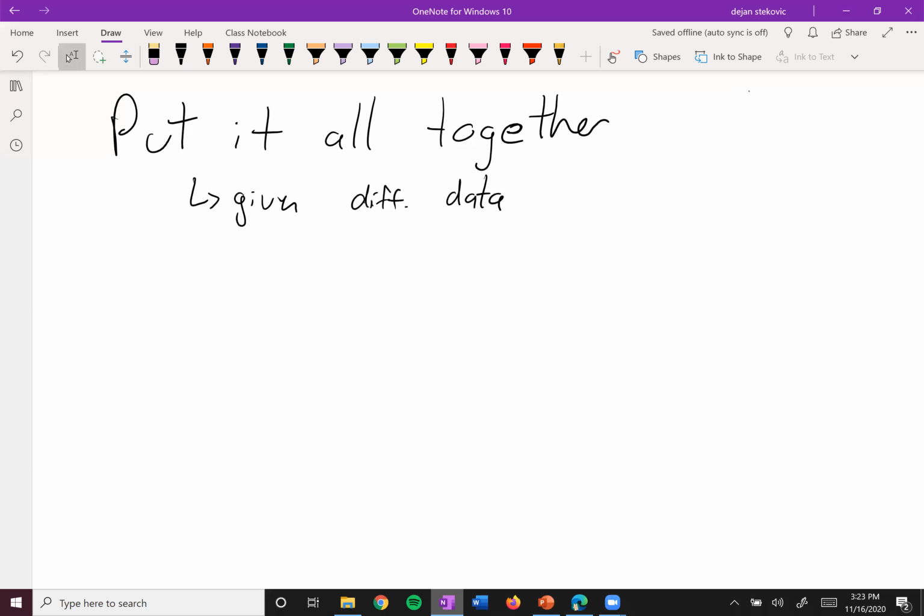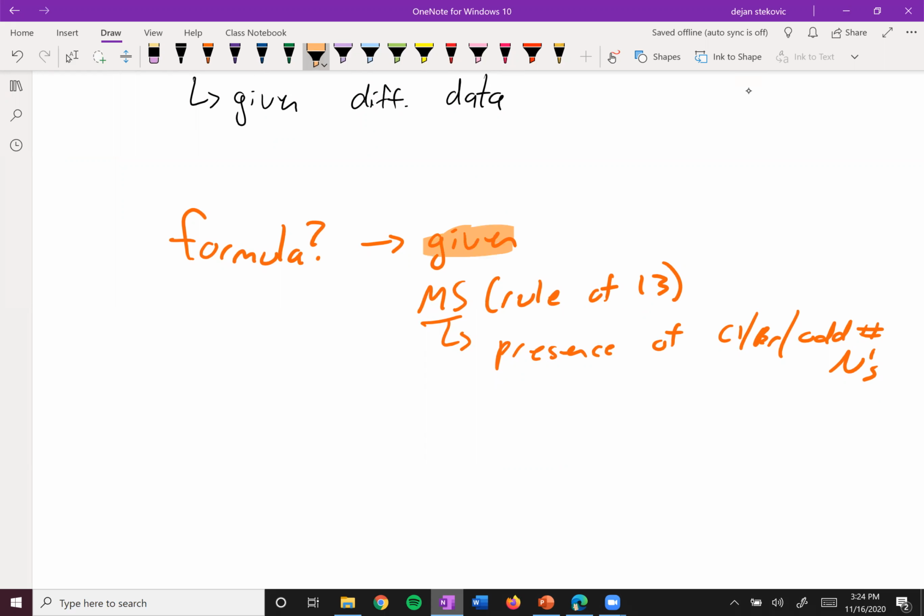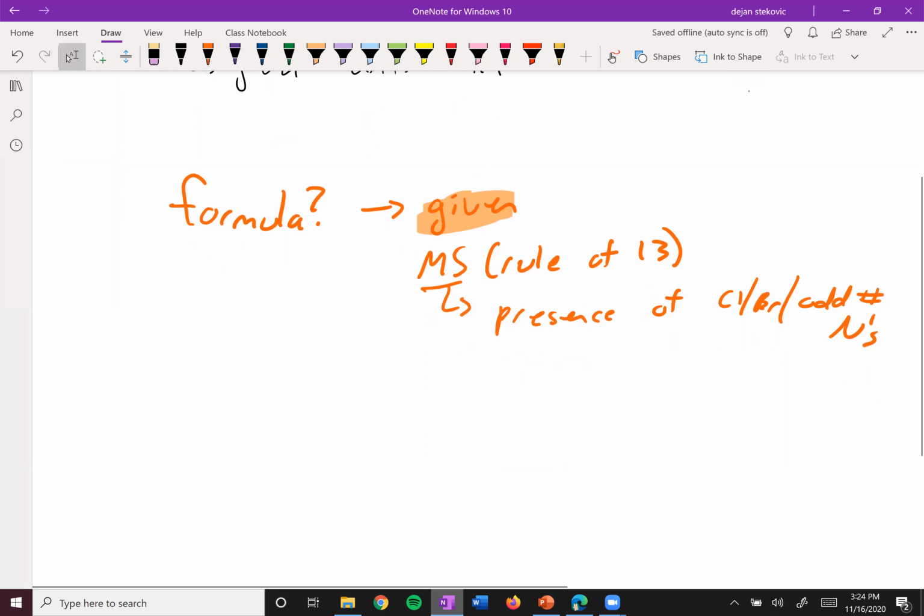So you want to start at these simple pieces of data and then work your way up to the more complex pieces of data, right? So the first thing that you want to kind of think about is what could be my formula? And so your formula will either be given, in most problems, you'll be given the formula. If not, then you need to take a look at the mass spec and use the rule of 13 to identify a possible formula, right? Mass spec can also tell you the presence of chlorine, bromine, or odd number of hydrogen or nitrogens, right? But most of the time, you're going to be given the formula, unless it's specifically a mass spec problem.